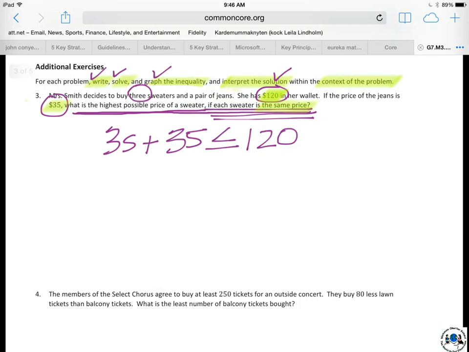Alrighty, so here is the inequality written out: 3s, which is the 3 sweaters, plus 35, which is the price already paid for jeans, and then that has to be less than or equal to 120. I chose that because that's all she has in her wallet. She could afford 120 because she has that in her wallet, but she can't go anywhere over. So the total price for the sweaters and the jeans has got to be less than or equal to 120.